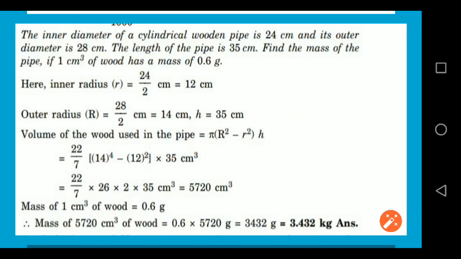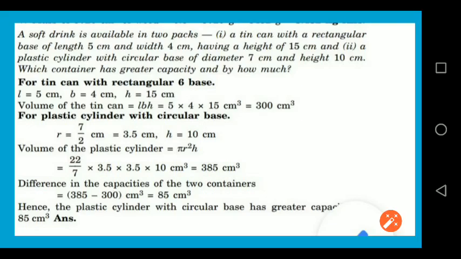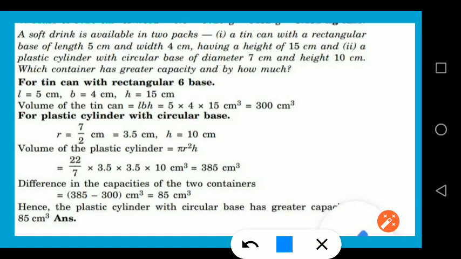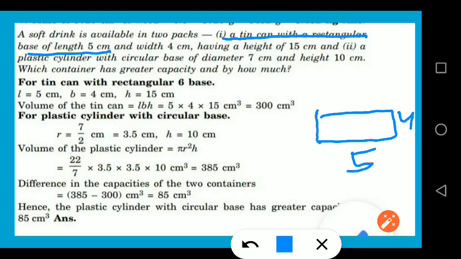Okay, moving toward the next question. A soft drink is available in 2 packs. A tin can with a rectangular base. The rectangular base will be like this: length 5, breadth 4, and a height of 15 centimeter. So which figure are we getting? Good, a cuboid. This is a cuboid, which means the first is a cuboid.